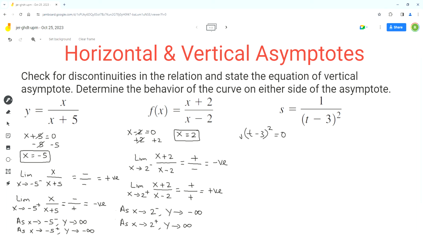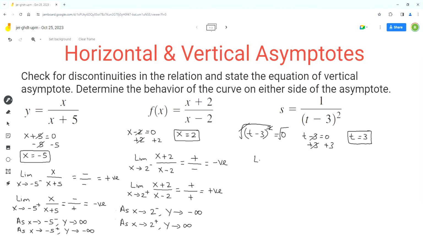So we can apply square root to both sides. So on the left side, the square and the square root will get cancelled out. So we get t minus 3 equals 0. And now we can add 3 to both sides. So the 3's on the left side will get cancelled out. So t equals 3. So this is the equation of the vertical asymptote in this rational function. Now we can analyze the behavior of the curve on both sides of this vertical asymptote.